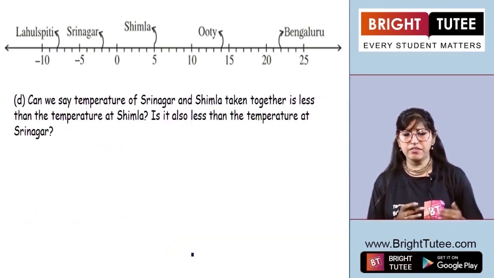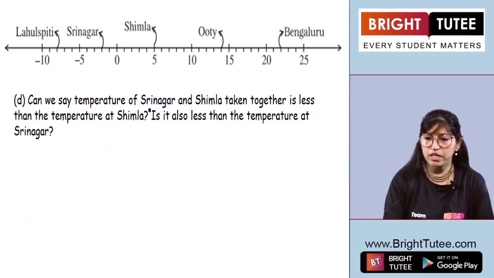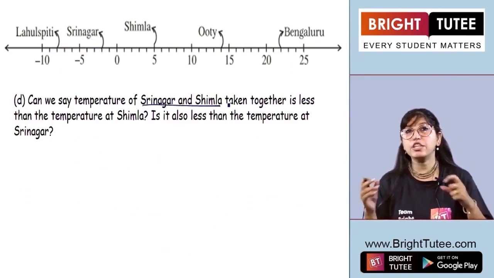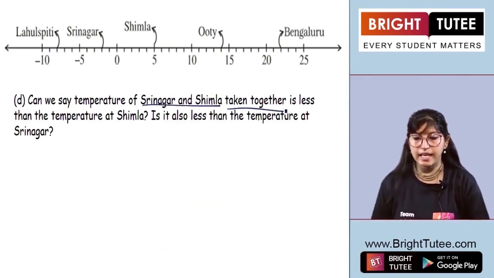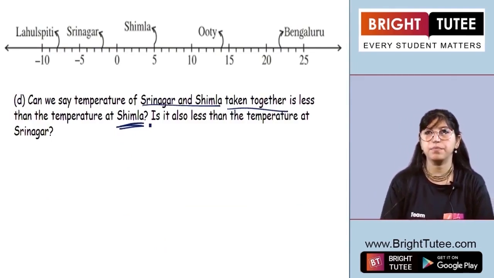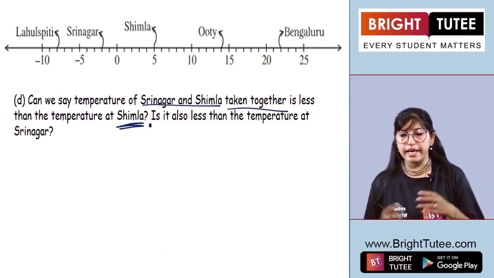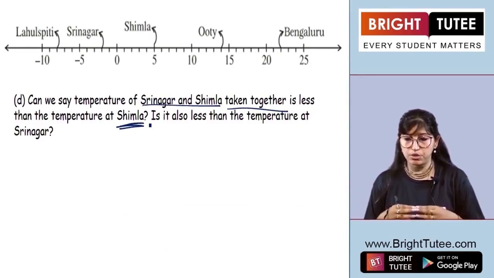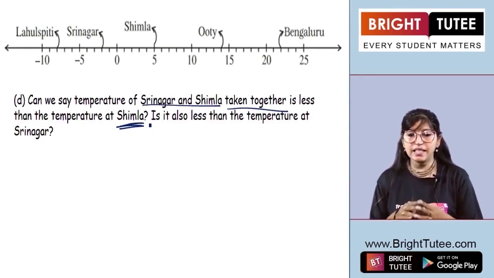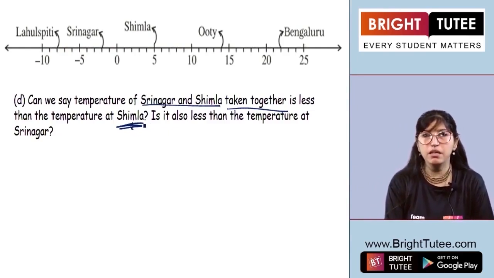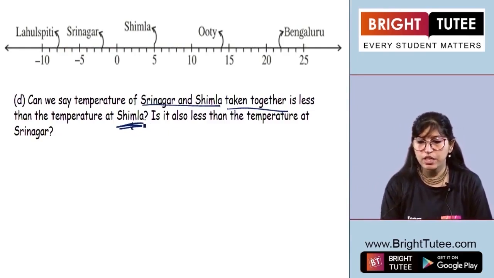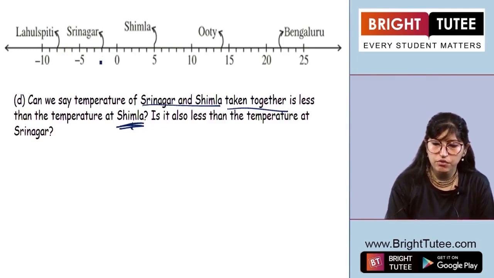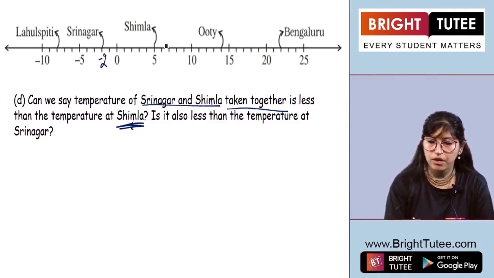Now it says, can we say the temperature of Srinagar and Shimla, if taken together, is less than the temperature at Shimla? What they wanted to say is, if we add the temperatures of Srinagar and Shimla, taking both of them together, would that be less than the temperature which we already have in Shimla? Let's try it out. So Srinagar and Shimla. Srinagar we had -2, Shimla was 5.